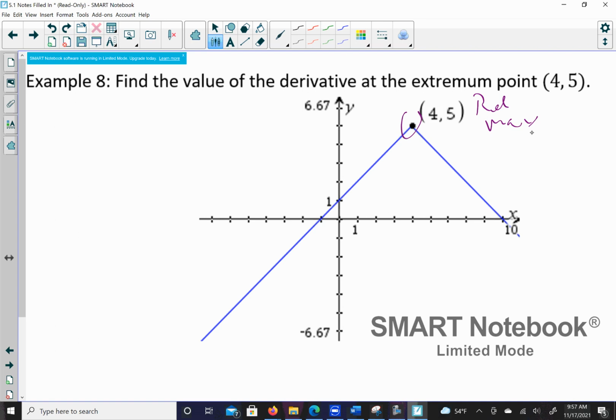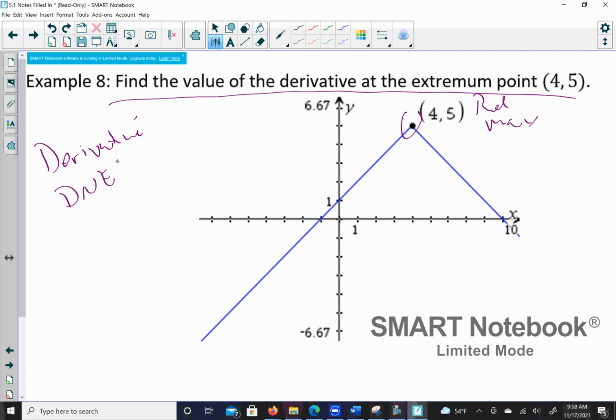But the reason why the 4 is a critical number, and I want you to make the distinction by this, is I have a choice. Either my derivative could equal 0 or my derivative could not exist. In this case, my derivative does not exist. So what is the value of the derivative at this point? The derivative does not exist. There is no value for the derivative.